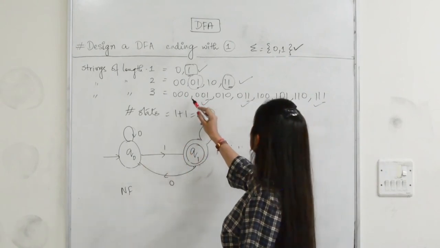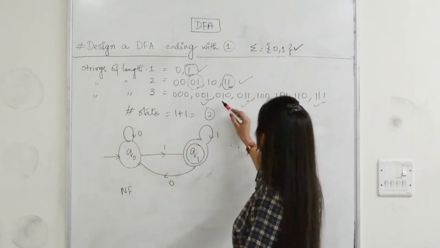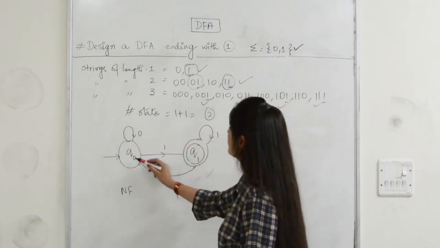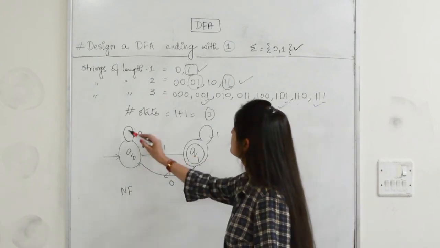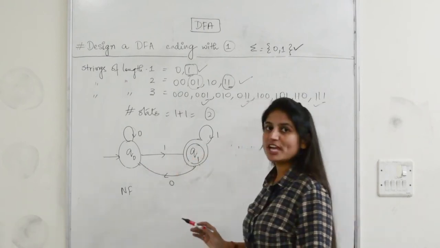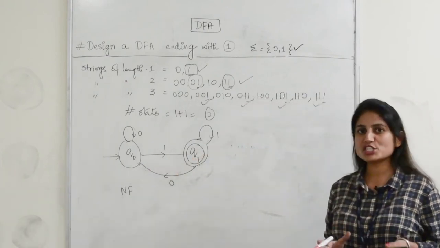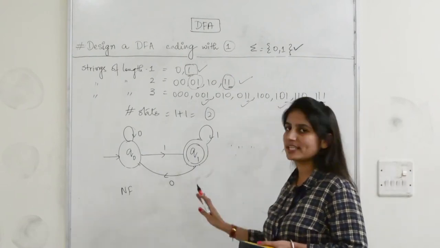Now coming to 0, 0, 0: not accepted because it is ending on the non-final state. 0, 1, 0: again ending on the non-final state. 1, 0, 0. And then 1, 1, 0. So we have seen that those strings which need to be accepted are accepted here, and those strings which do not need to be accepted are not accepted here.